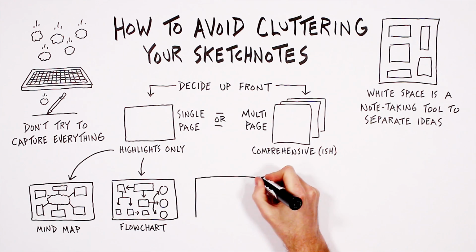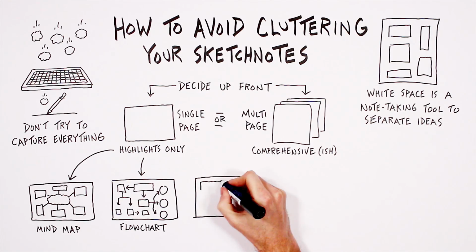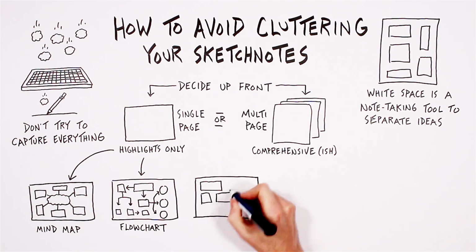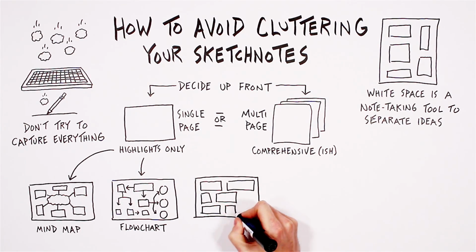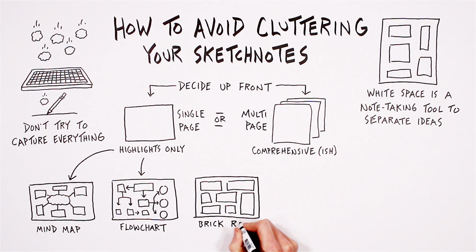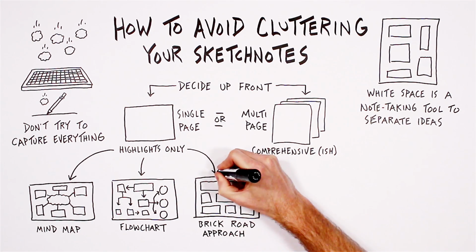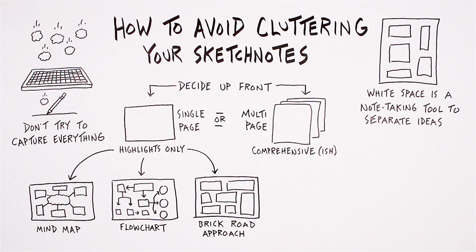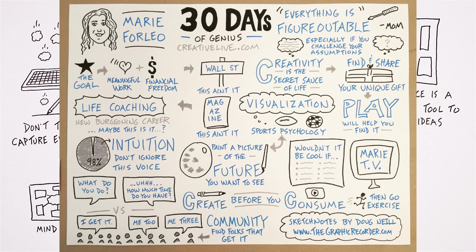Another approach that I think is well suited for single-page note-taking is one that I've called the brick road approach, in which you fill up the page one imagined rectangle at a time, with each rectangular chunk of space on the page dedicated to its own mini sketch note of the next idea you want to add in. That's the approach that I took with these sketch notes from the 30 Days of Genius series with Chase Jarvis. In this one, his interview with Marie Forleo.